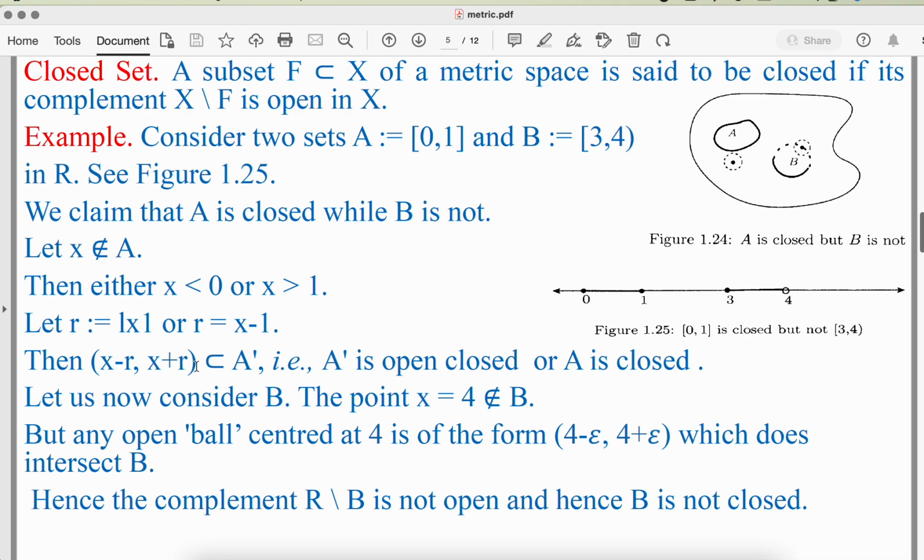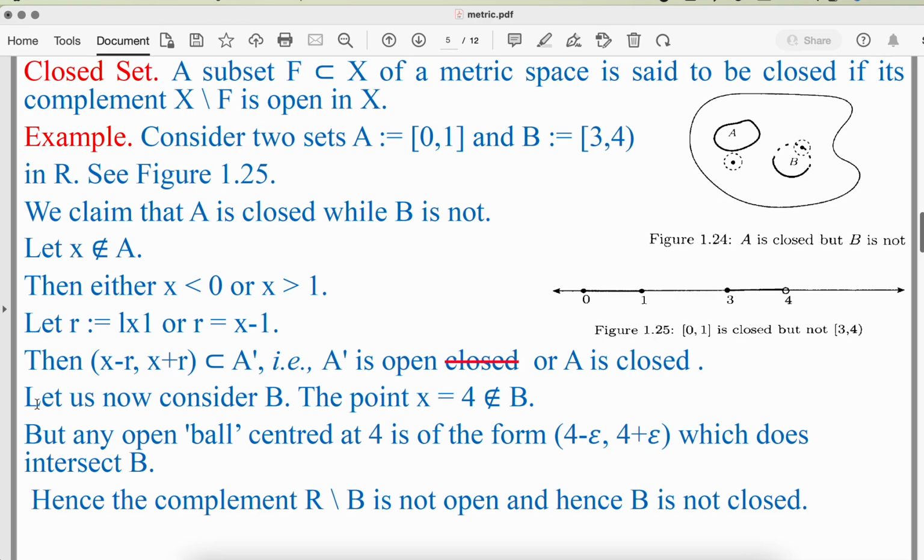But this is an open interval in A dash. It means A dash is open. This is not there. It means A dash is open. Or we can say that A is closed, because by definition a set is closed if its complement is open.